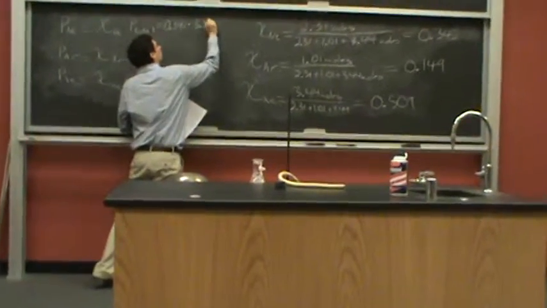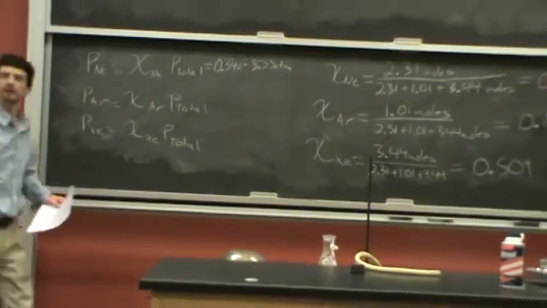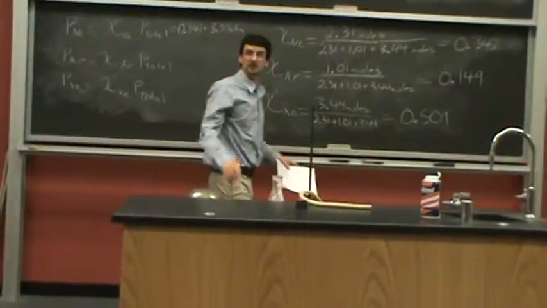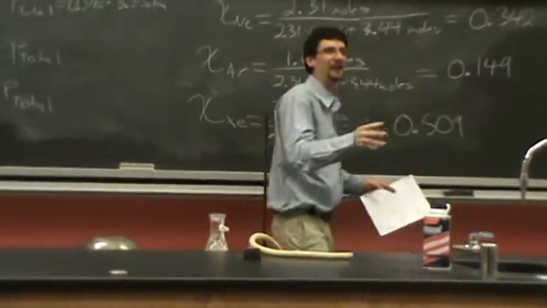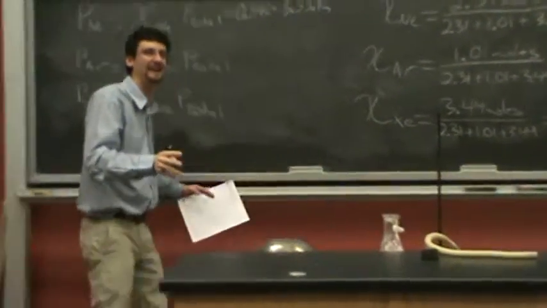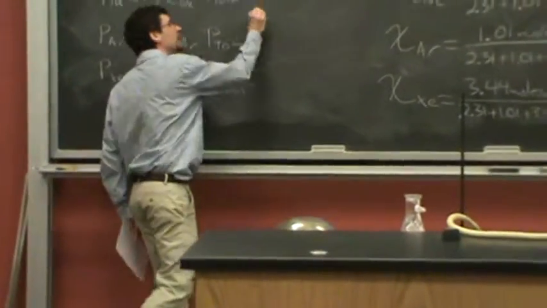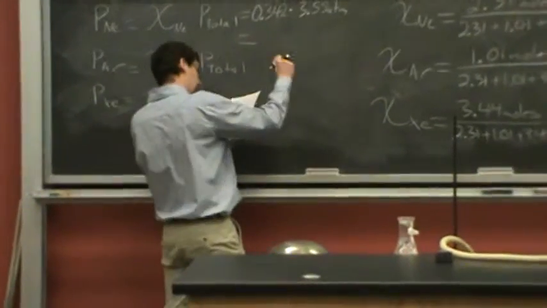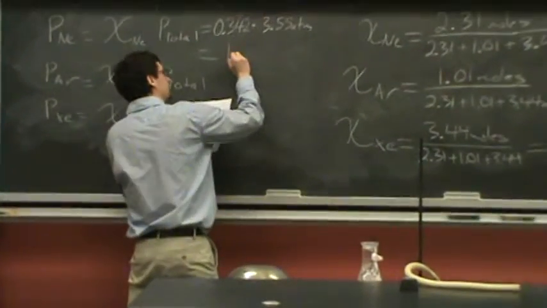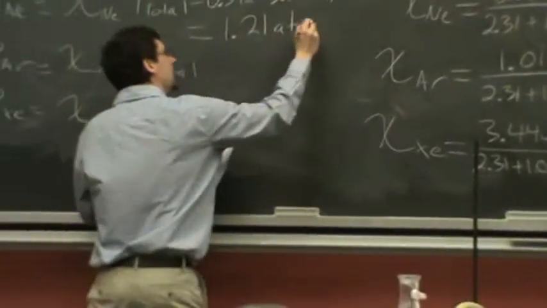3.55 ATM. Why did I put that 32 degrees Celsius there? To confuse you. That's the whole point of exactly what I did. I'll do sinister things like that on an exam. People will throw a bunch of useless information at you throughout a day. You have to be able to tease out what's useful and what's not. When you multiply that through, what I end up getting is an answer of 1.21 ATM.